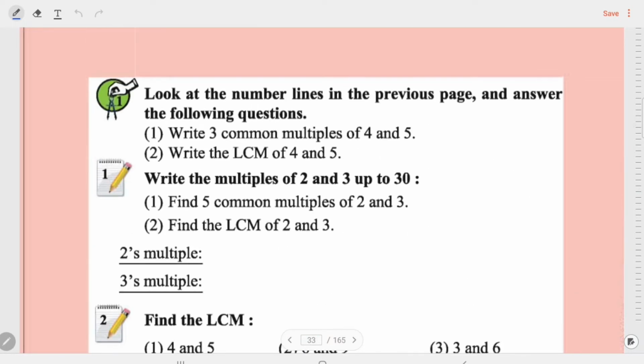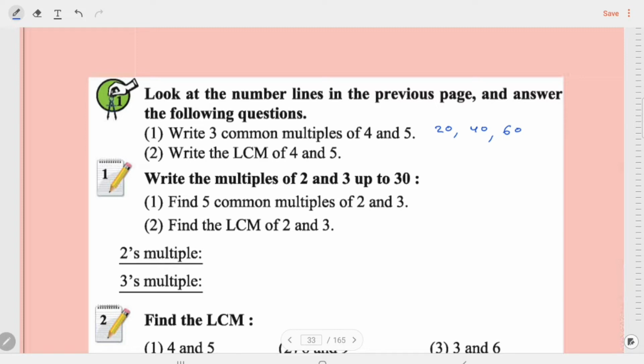Look at the number lines in the previous page and answer the following questions. Write 3 common multiples of 4 and 5. 20, 40 also, you can say 60 also.